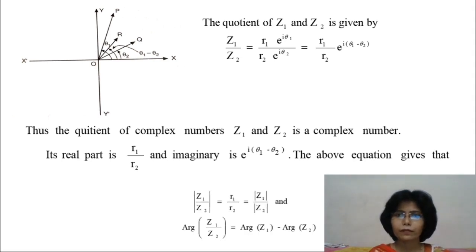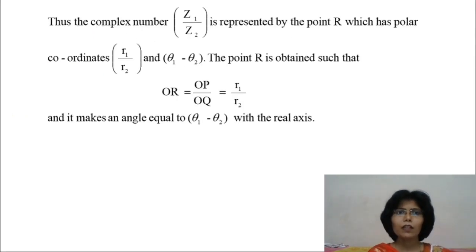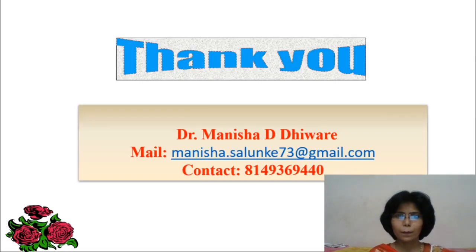The above equation gives us that mod of Z1 upon Z2 is equal to R1 upon R2, which is equal to mod of Z1 upon mod of Z2, and argument of Z1 upon Z2 is equal to argument of Z1 minus argument of Z2. Thus, the complex number Z1 upon Z2 is represented by the point R, which has the polar coordinates R1 upon R2 and theta 1 minus theta 2. The point R is obtained such that OR is equal to OP upon OQ, which is equal to R1 upon R2, and it makes an angle of theta 1 minus theta 2 with the real axis.